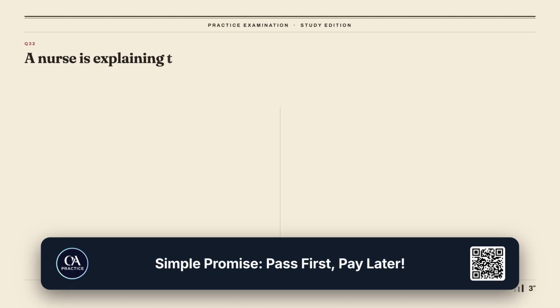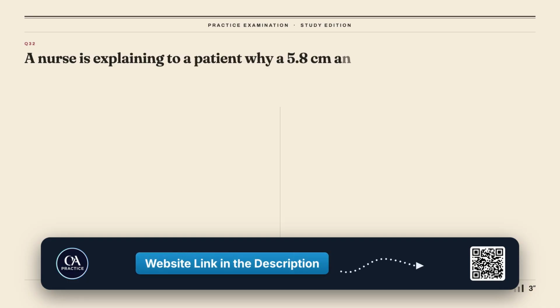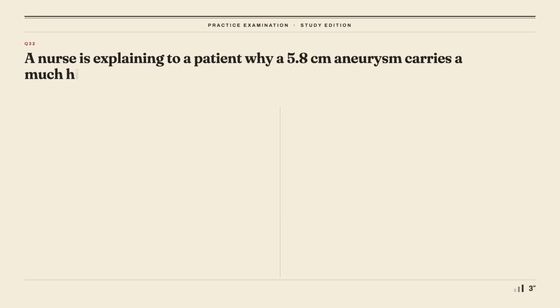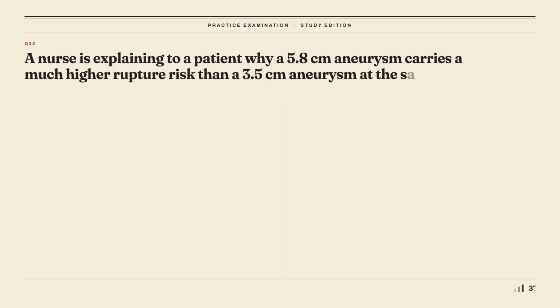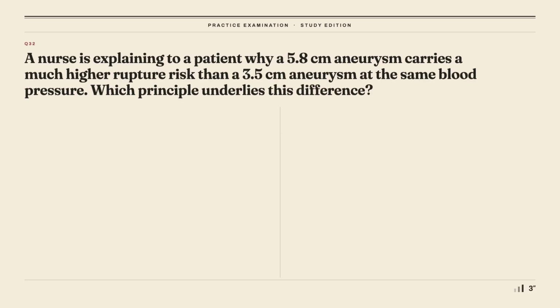Question 32. A nurse is explaining to a patient why a 5.1 cm aneurysm carries a much higher rupture risk than a 3.5 cm aneurysm at the same blood pressure. Which principle underlies this difference?